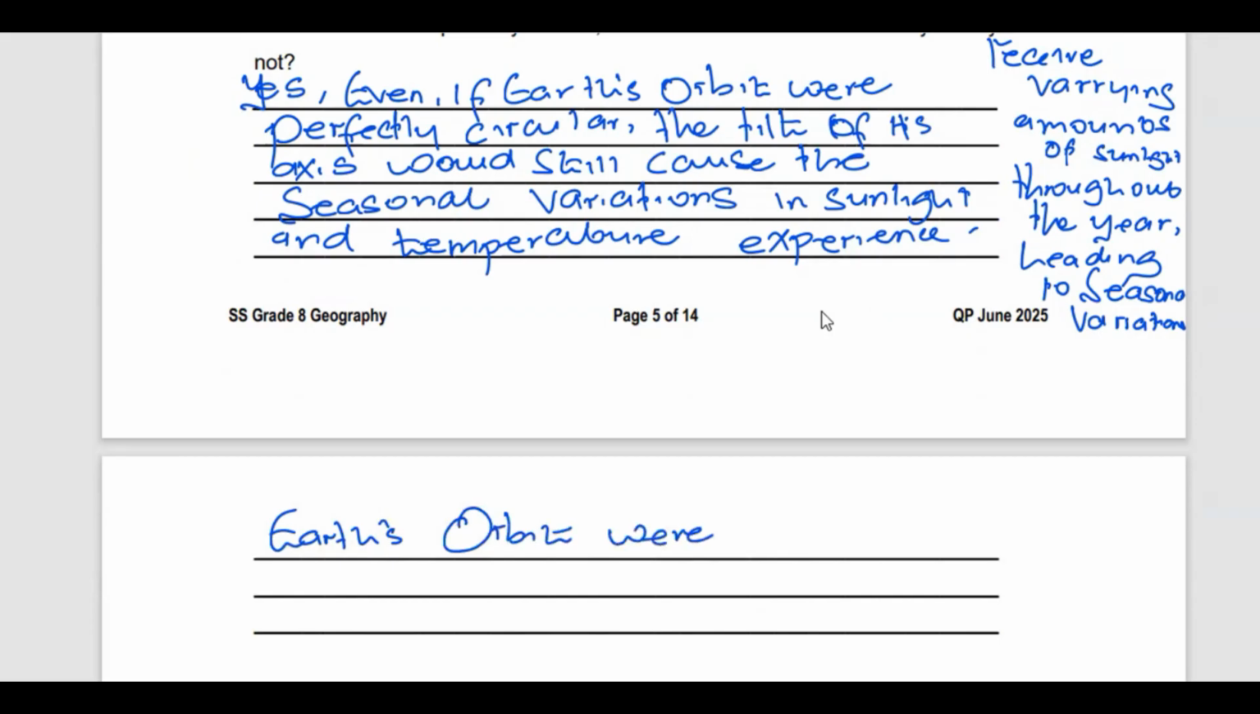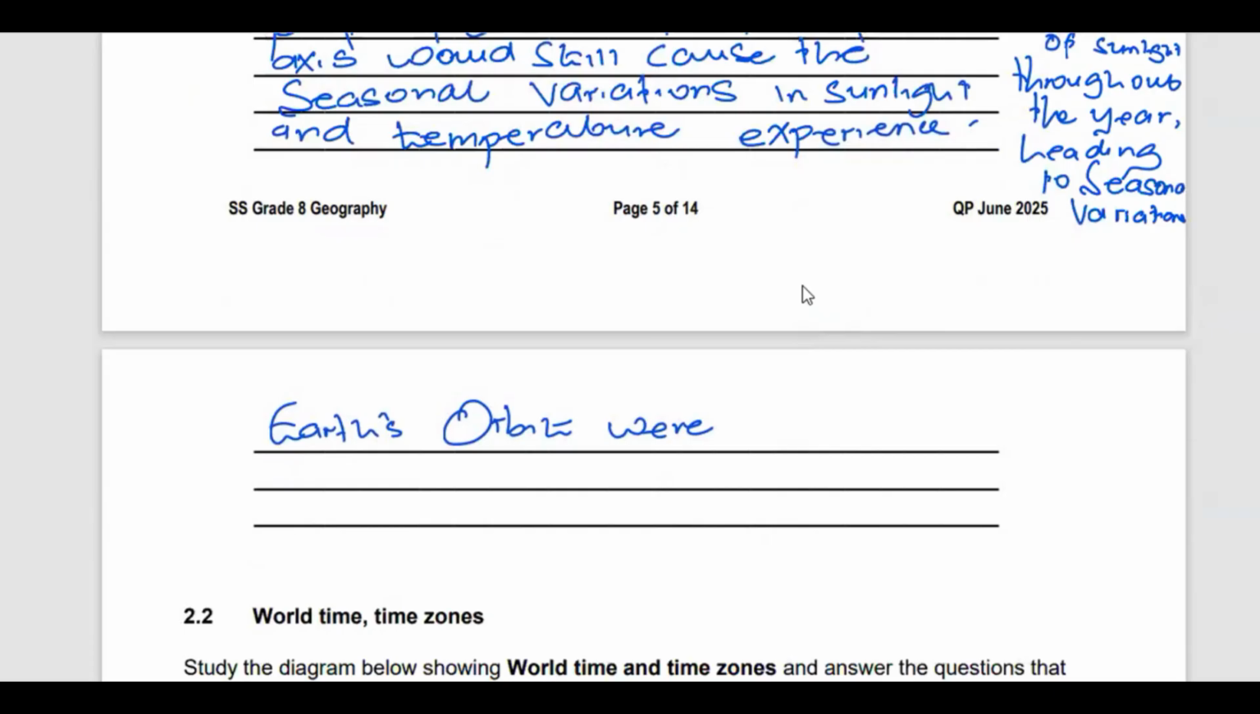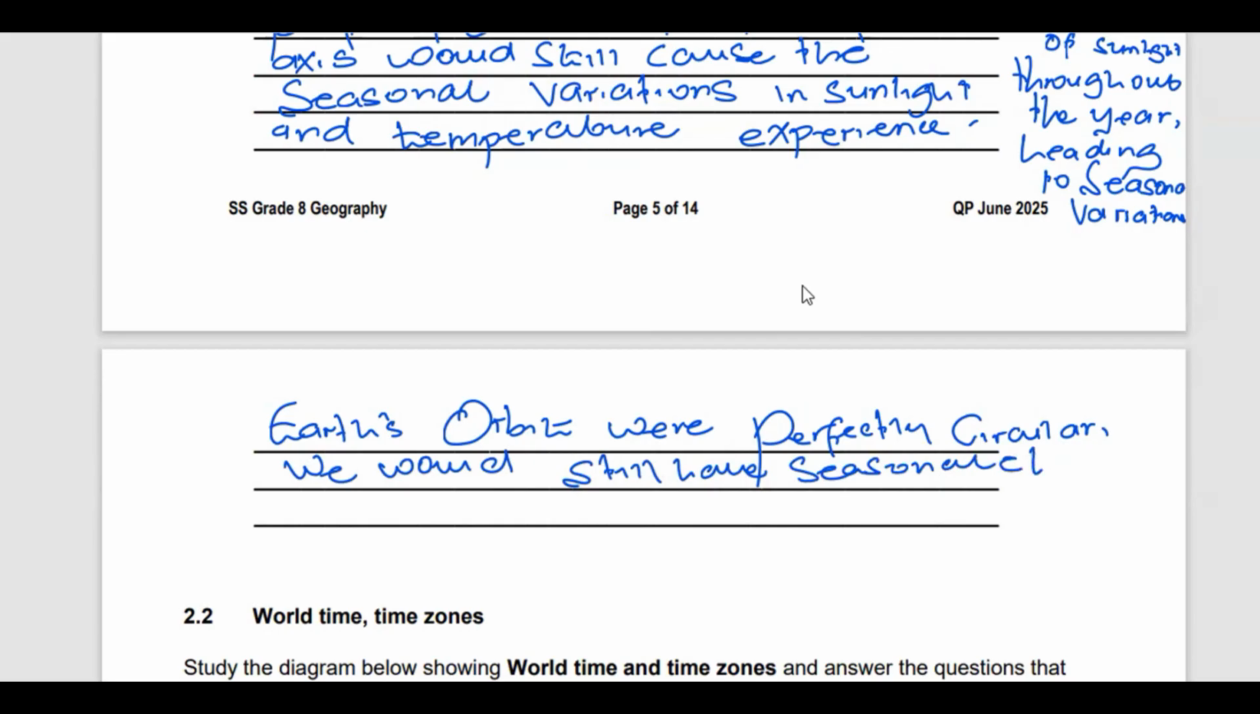Where perfectly circular, we would still have seasonal changes.